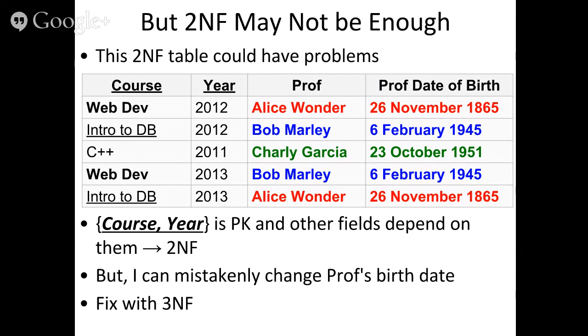But notice this example, it does not break first normal form. It does not break second normal form, but it still allows us redundancy. Okay, let's look at this. We have a combination of keys, course and year, right? Course and year, and let's see.